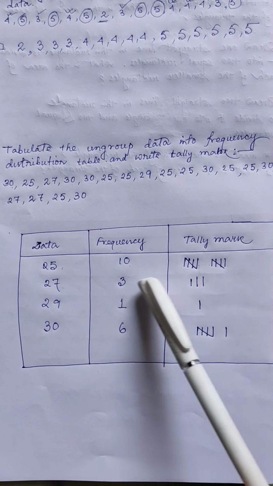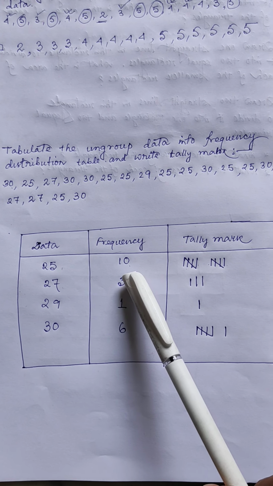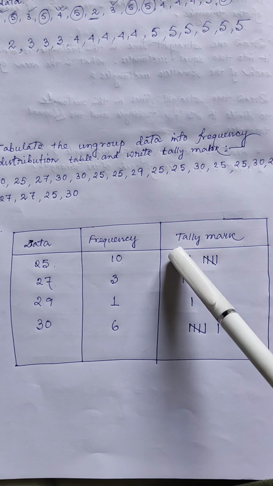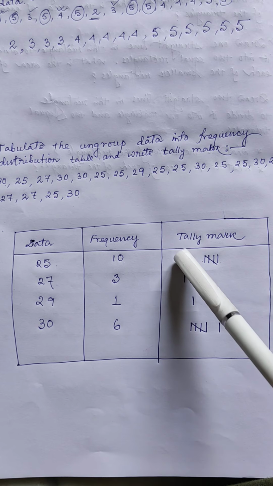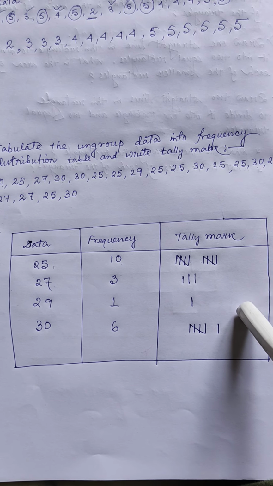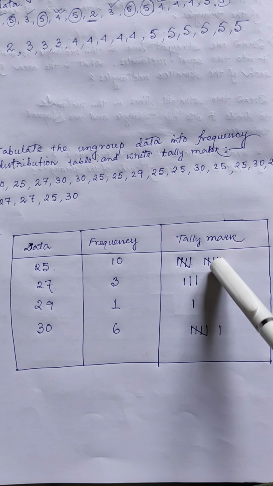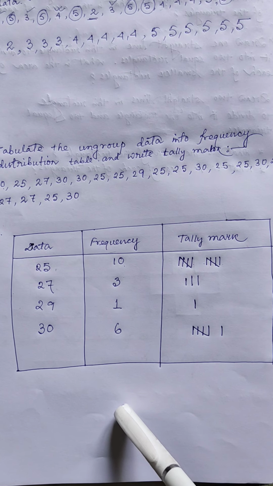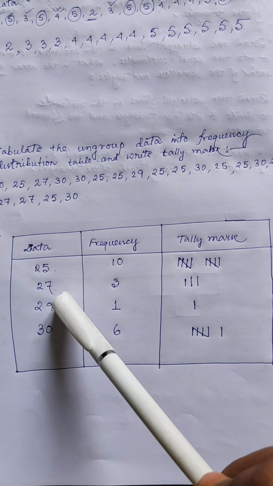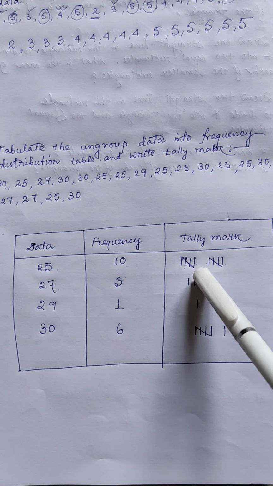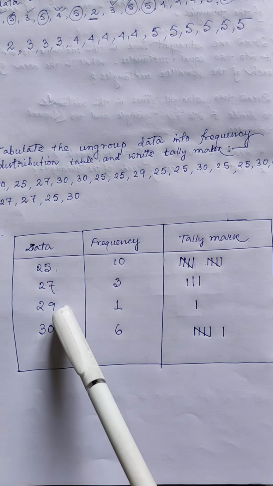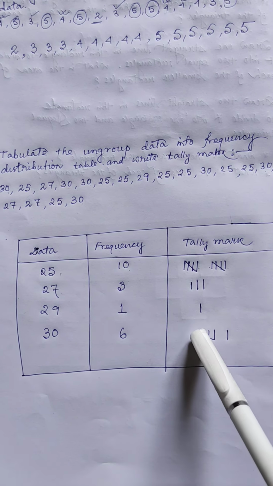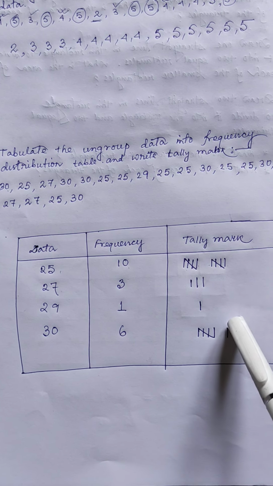Now tally marks. So 10, how can we represent 10? Here tally marks means this type of diagram. So 1, 2, 3, 4 and cross, that is 5. So 5, 5, 10. Next, the frequency of 27 is 3. How can we represent it? 1, 2, 3. The frequency of 29 is 1. The frequency of 30 is 6: 1, 2, 3, 4, 5, 6.